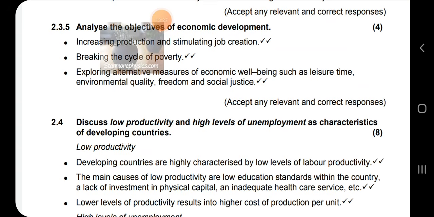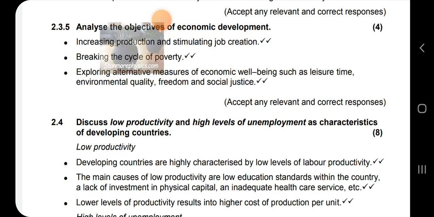Objectives are what does economic development want to achieve? Those are the objectives. So you state the objectives of economic development. It wants to break the cycle of poverty. It wants to increase production and stimulate job creation. Or it wants to explore alternative measures of economic well-being, such as leisure time, environmental quality, freedom, and social justice. So countries are able to be safe as well with economic growth.